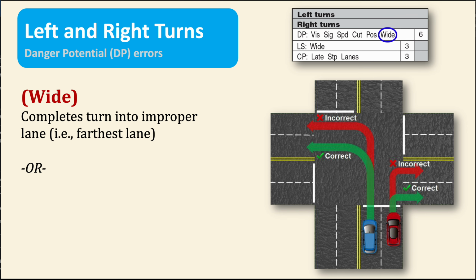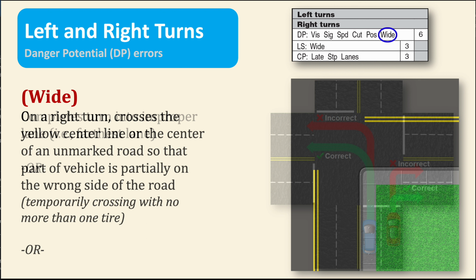The wide penalty, you see there's 2 wide penalties on this left and right turn section. There's a 6-point variety and the 3-point. The 6-point one is when they complete the turn into the improper lane. So if you see the red line here, they turn into that incorrect lane, you're going to score this as wide 6.